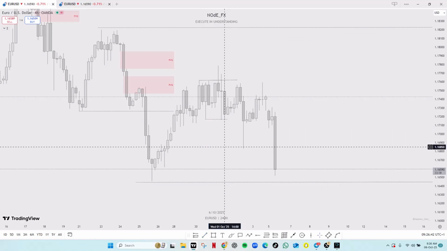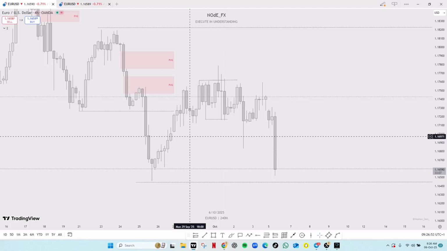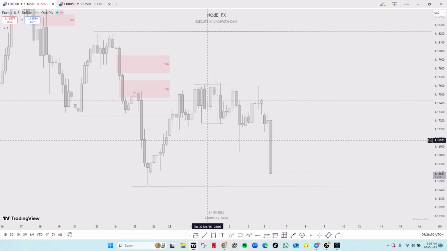If you don't understand what supply is, go down to the playlist, to the market structure playlist, and then you will see how to identify value, demand, and supply there. Well, for those who understand, let's go on.